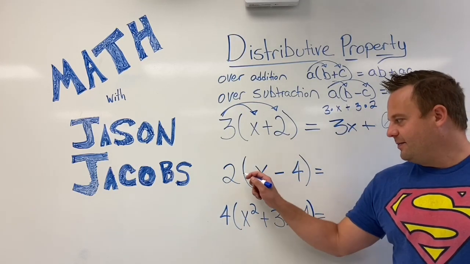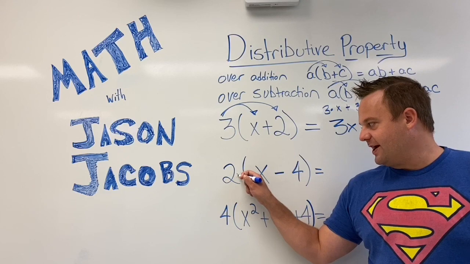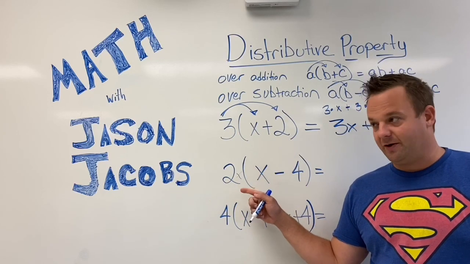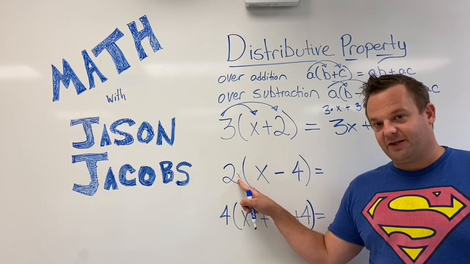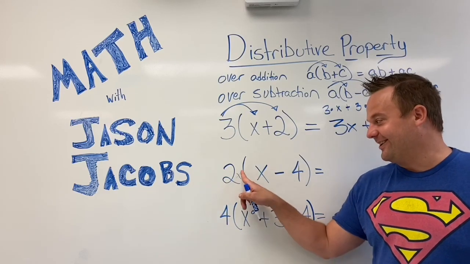All right, and remember, when it's right next to the parentheses, that means you're multiplying. They might even have a multiplication symbol here. Why do you think we don't have a multiplication symbol here? Because it kind of looks like the variable x, right?